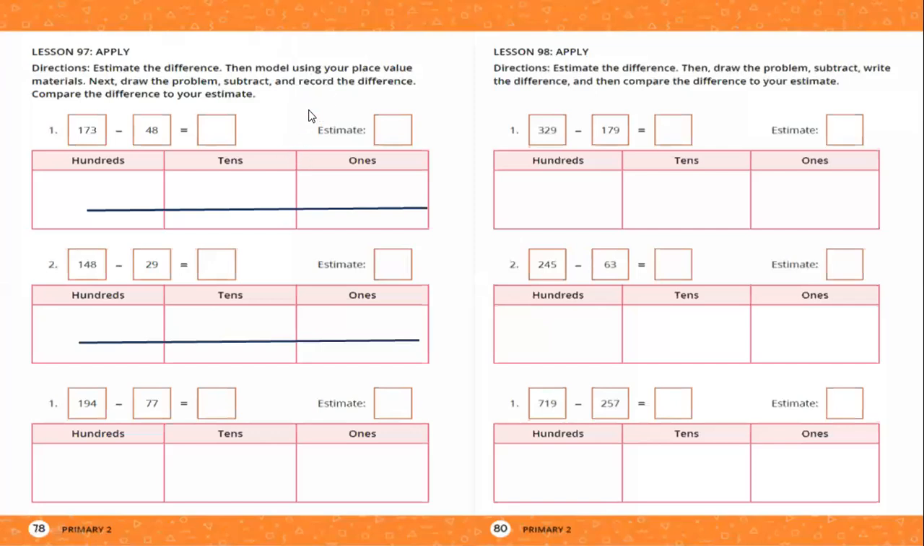Let's move to lesson 97, the apply part. Estimate the difference. Then model using your place value. Next, draw the problems and subtract and record the difference. So first, we will estimate these numbers, okay? And find the result. Then we will subtract this problem and compare the estimated number and the final number, okay?